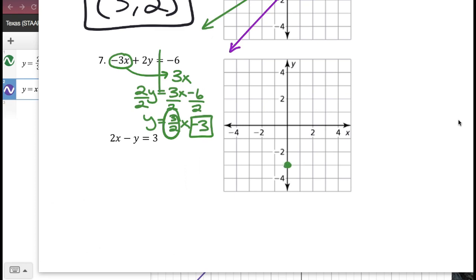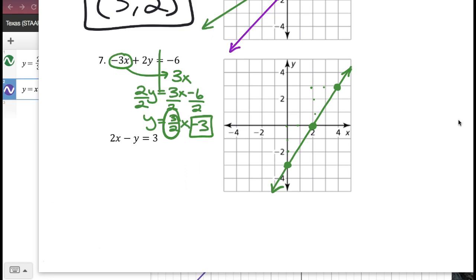We start at -3. We're going to go up 3 over 2, up 3 over 2, until I can draw a straight line and create my first part of this system. My first line, first function, first graph of this system.